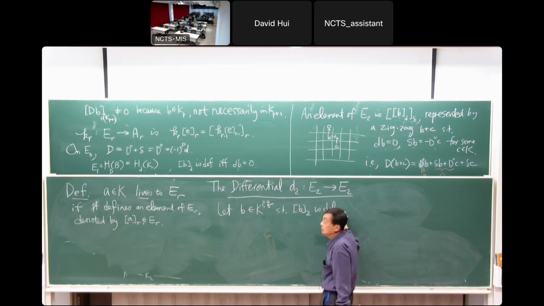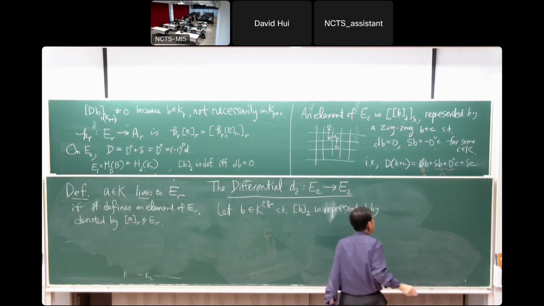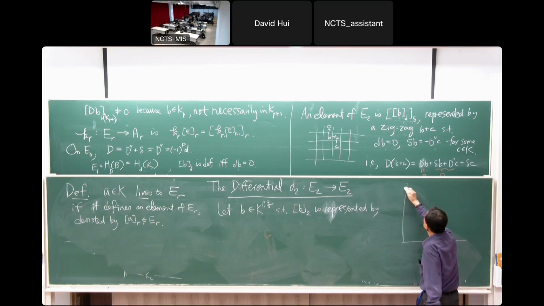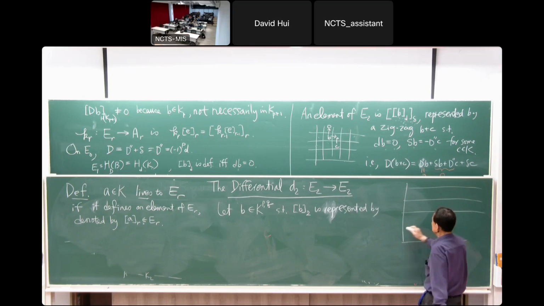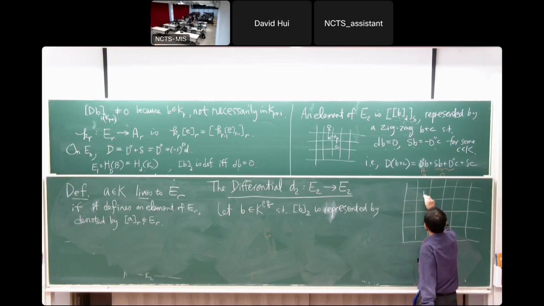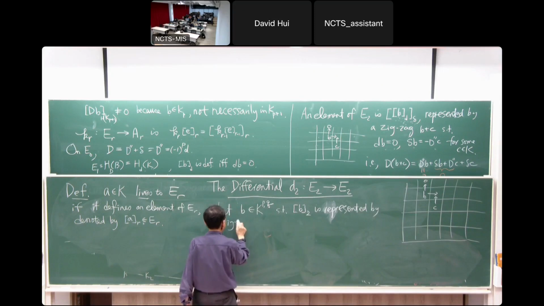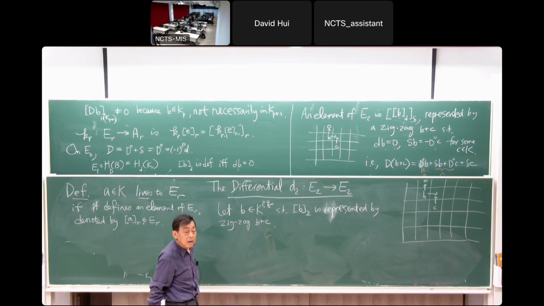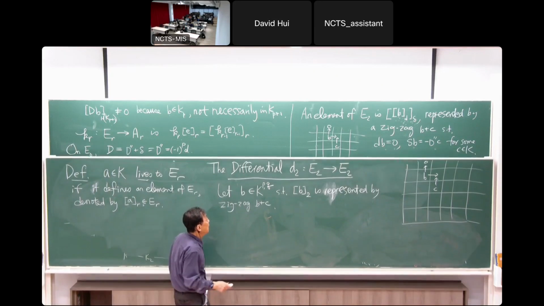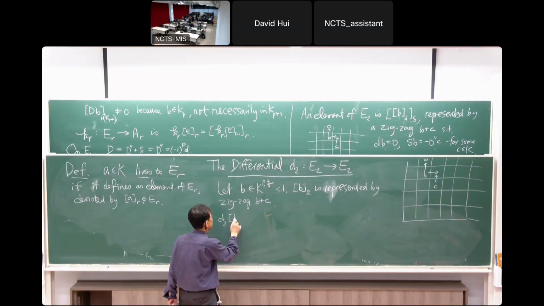Okay, now if it's defined, it is represented by this zigzag, B plus C. Okay, and now we want to calculate D2 of B2.